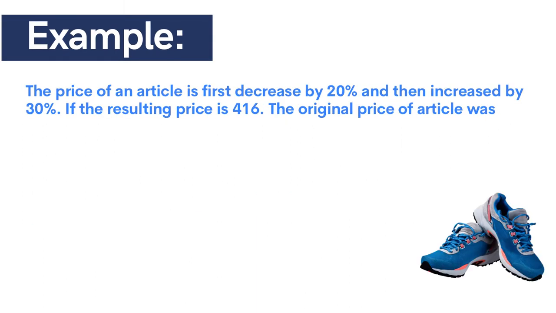Take this example. The example is saying the price of an article is first decreased by 20% and then increased by 30%. If the resulting price is 416, the original price of the article was. So according to the formula, what can I do? First it is decreased, so x value is minus 20%. Then after it is increased, so y's value is plus 30%. So net percentage change is equal to x plus y plus xy divided by 100.